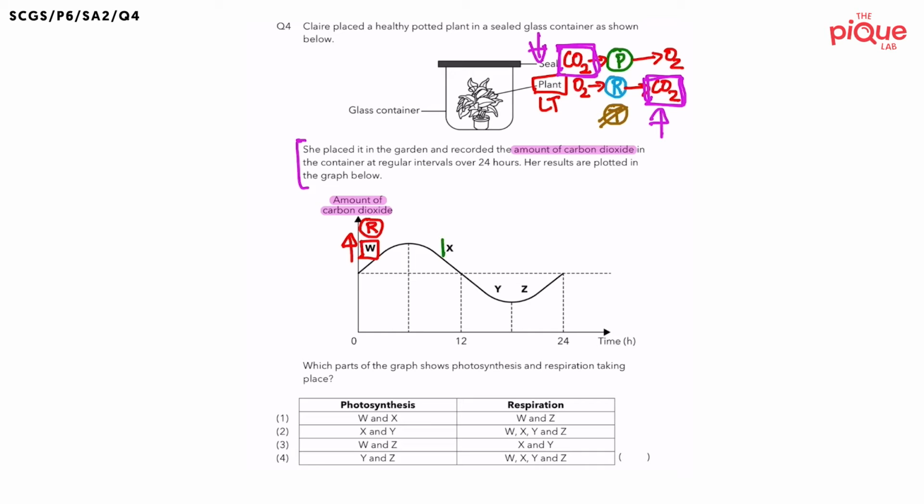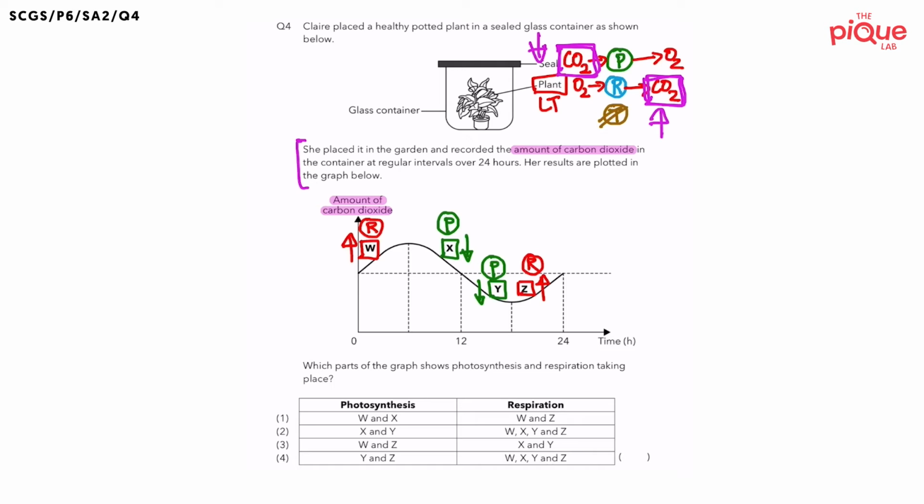Next, let us look at X. We can see that there is a decrease in the amount of carbon dioxide, and we can link a decrease to the process of photosynthesis. For Y, we can see a decrease again, and we link this to photosynthesis as well. Finally, for point Z, we see that the amount of carbon dioxide increases, and we know that we can relate this to respiration. So, a lot of you at this point of time will be very excited to choose the correct option because you can tell me, Mr. Shen Hong, we have found all the processes related to every point for W, X, Y, and Z.